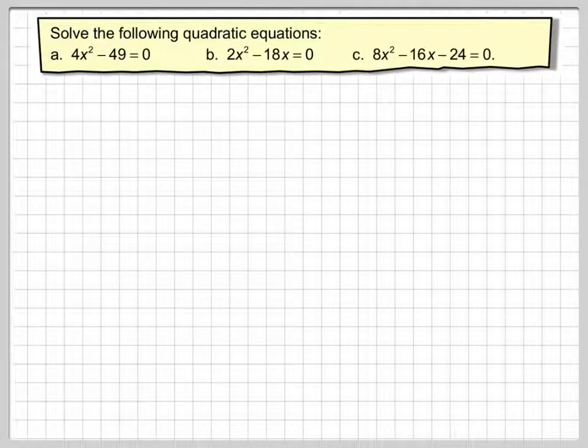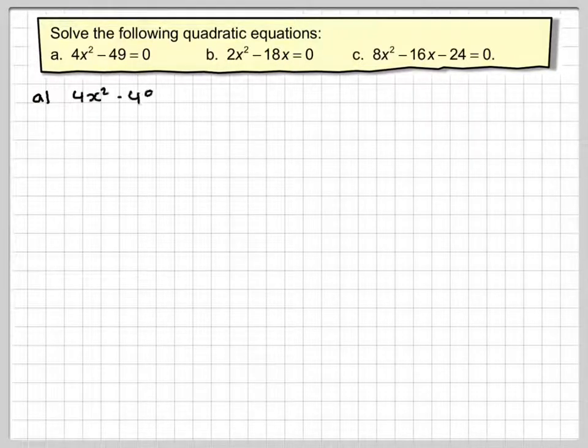In this video, we're going to solve harder versions of the three types of quadratic equations. So we've got: solve the following quadratic equations. A, 4x squared minus 49 is equal to 0. B, 2x squared minus 18x is equal to 0. And C, 8x squared minus 16x minus 24 is equal to 0.